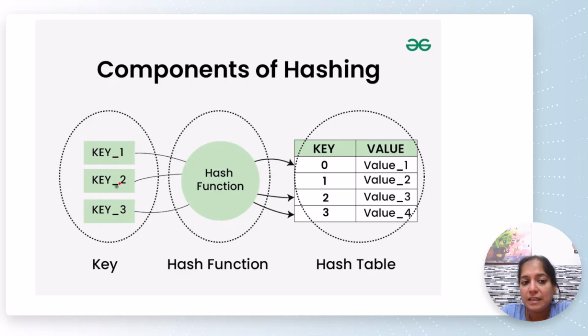So these are the keys which we want to map. Then by using the hash function, we get the corresponding indexes, and at these indexes we are going to put our values.